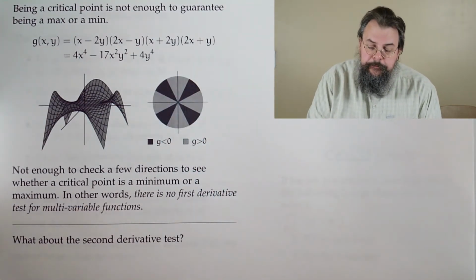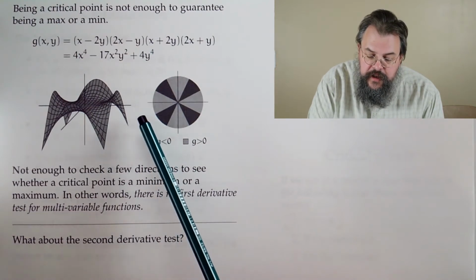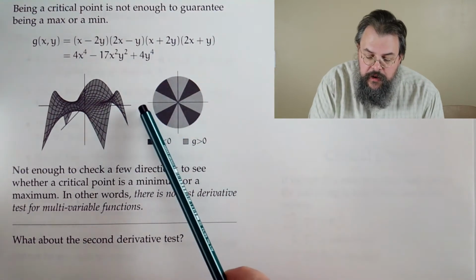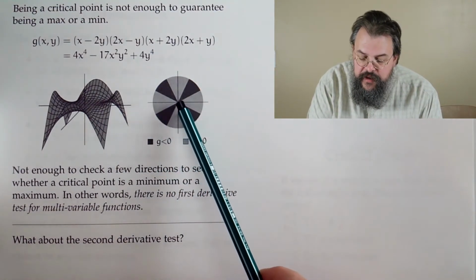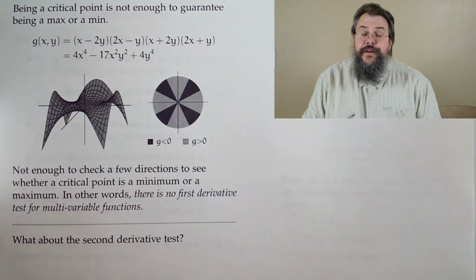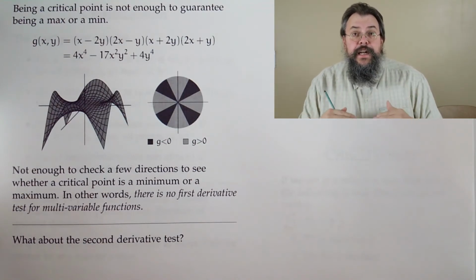Now, what do you see? Well, what you see here is that if you came in along the axes, you'd say, oh, I see here that the function is positive, goes to 0, and positive. It's positive, goes to 0, and positive. So along the axes, you say, oh, it looks like a minimum.